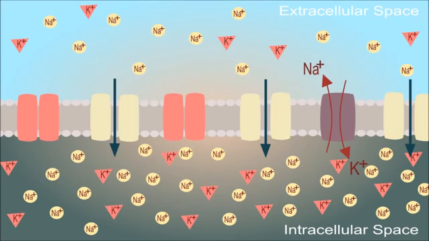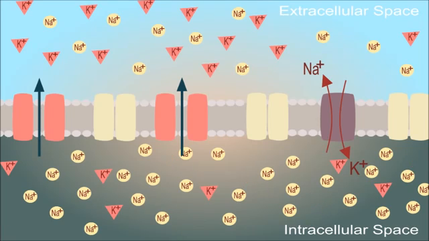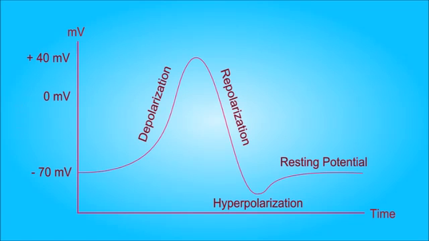Shortly after the channels have opened, they will close again, and potassium channels will then open, letting out positive potassium ions to recreate the negative environment inside the neuron and the positive environment outside. This happens at around +40 mV and causes a repolarization where the intracellular space becomes negative again.